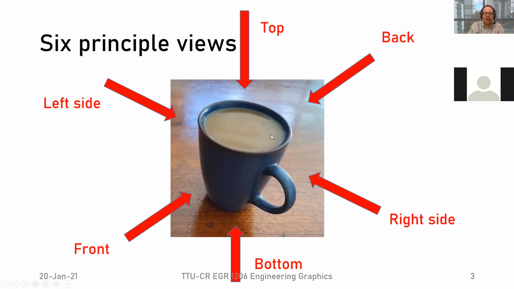Unless, of course, there's something happening inside of the cup that is hidden from all the views. If this had a lid on it, then I wouldn't be able to see what's happening inside. I would assume from my pictures that this is a solid object, while it actually is hollow inside. But these are the six that we get: front, back, top, bottom, right side, and left side.